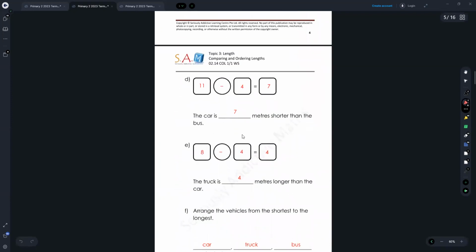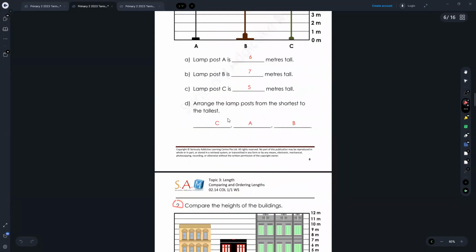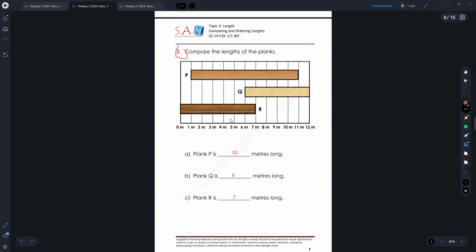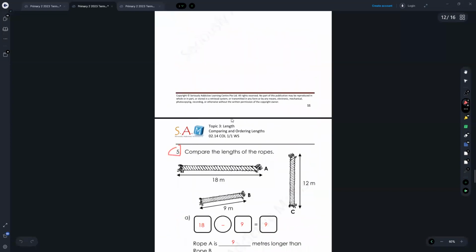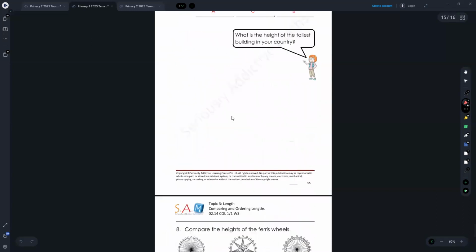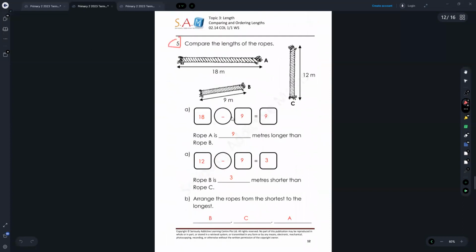Okay. Then other questions here would involve them finding out the differences. Make sure that they're able to do it on their own. And some other in-class practices: this question here, followed by this. And I think question 5 here, which doesn't place them in the same linear or horizontal position. But that shouldn't be a problem for them. So they have to read carefully. Rope A is how many meters longer than rope B? So it's really finding out a difference.